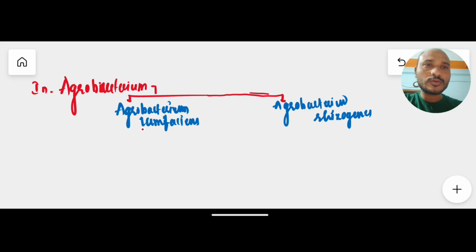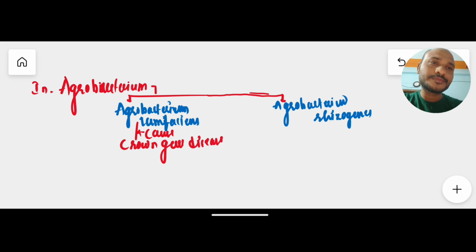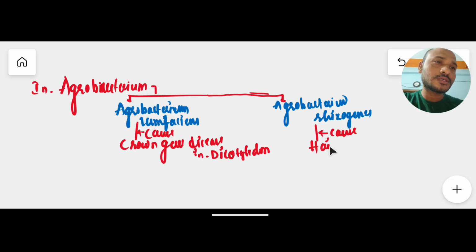Agrobacterium tumefaciens causes Crown Gall disease in dicotyledon plants only. Very important: it causes disease only in dicotyledon plants. And Agrobacterium rhizogenes causes a disease called hairy root disease.